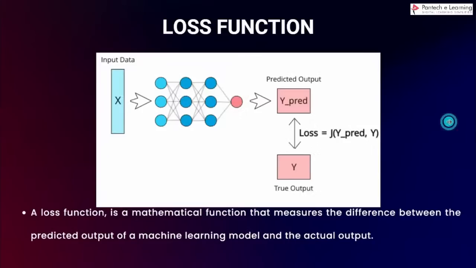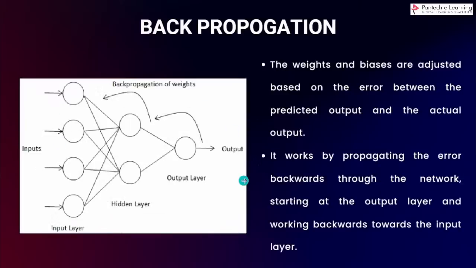The output will be generated, and the loss function will be calculated. Once again it will go back to update the weights so that it can improve on its own. That's what this neural network is.